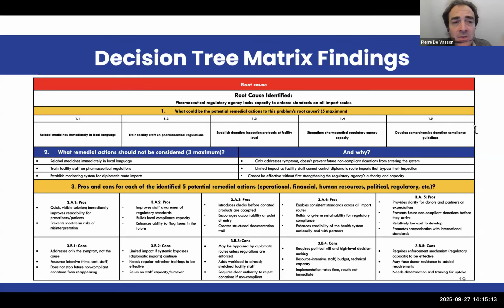And so this decision tree form makes it more formal. Number one, find the root cause, find the remedial activities, and select the best remedial activity. Next one, Shreya, please.